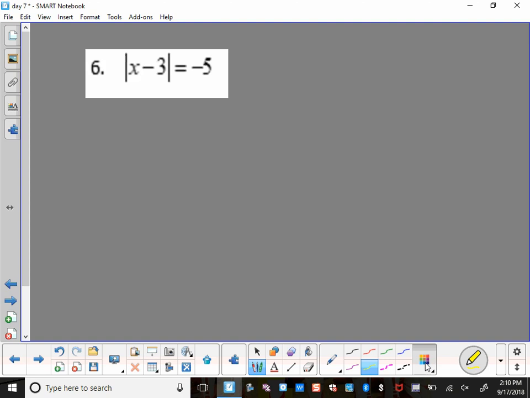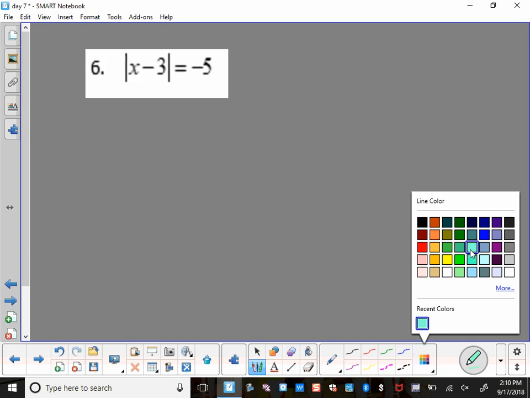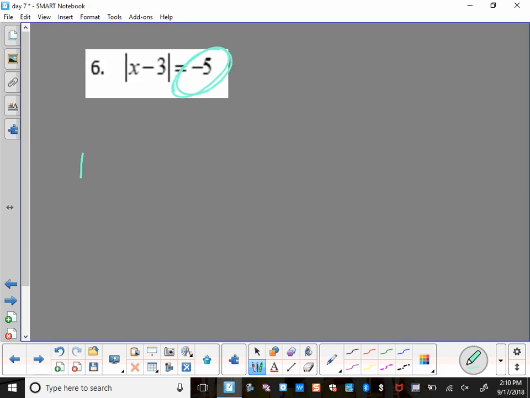Did anyone just see that it was already negative 5 and immediately write no solution? And I did the whole problem. Which is fine, but if we ever have absolute value by itself, it can never just equal negative 5. Now, if there's something else with it, you've got to get rid of that first. If it's still negative 5, then it's still not going to work.